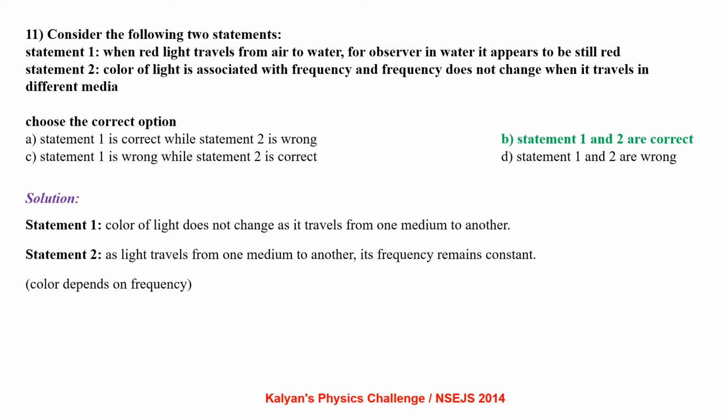Coming to statement 1, the color of light does not change as it travels from one medium to another medium. Statement 2: as light travels from one medium to another, its frequency remains constant because frequency depends on the source and color depends on frequency. So statement 2 is correct.